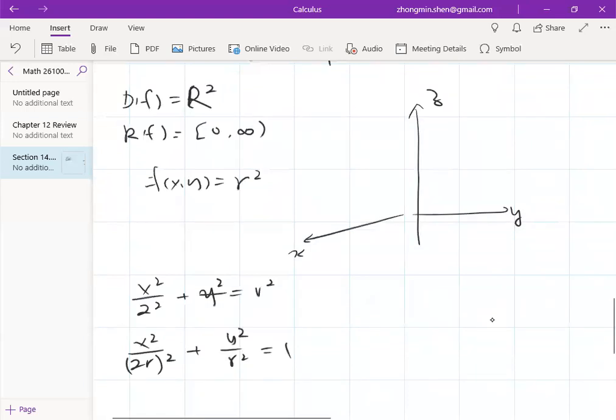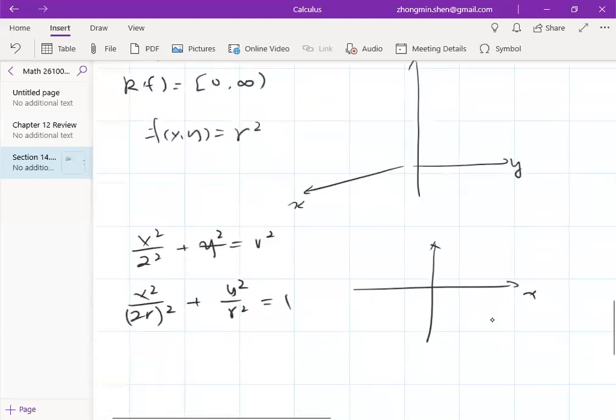So this is an ellipse in the xy plane, right? When x equals 0, then y equals negative r and positive r. When y equals 0, x equals 2r. So this is the ellipse in the xy plane.